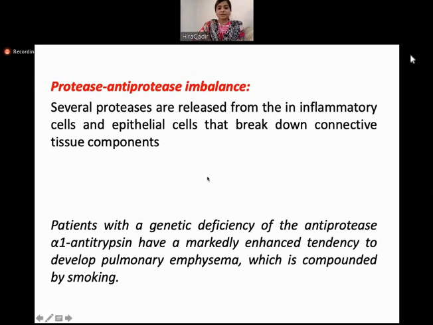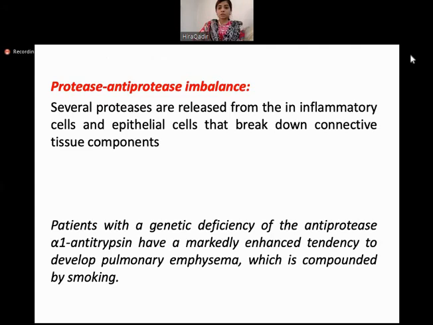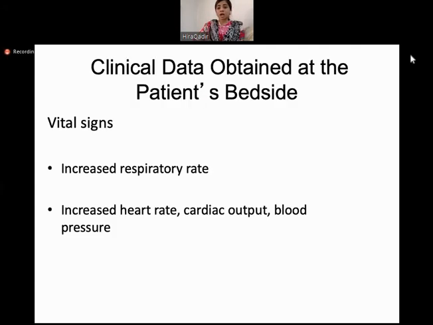Now this is again a repetition of my previous slide, that several proteases are released from the inflammatory cells, and that causes a breakdown of the connective tissue. So whenever there is deficiency of alpha-1 antitrypsin, the patient develops emphysema. Okay, and now come back to how the patient presents.